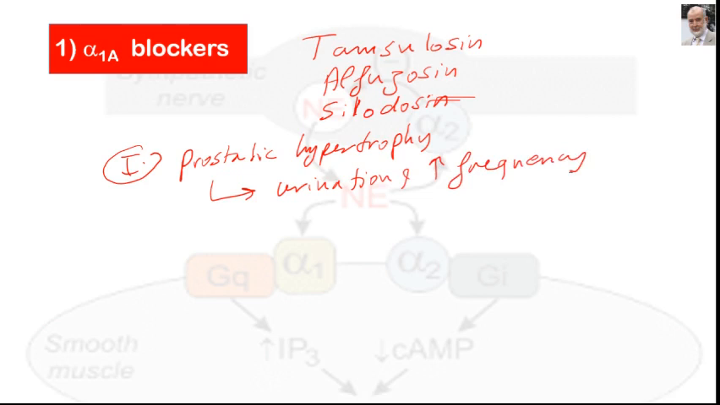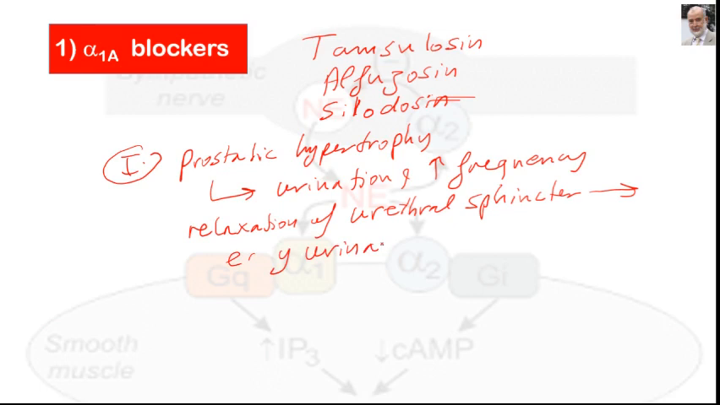So these drugs, what they do, they reduce the tone of the urethral sphincter, relaxing the urethral sphincter and making urination easier. Okay, voiding will become easy. If these drugs relax the urethral sphincter, this will make urination easy.